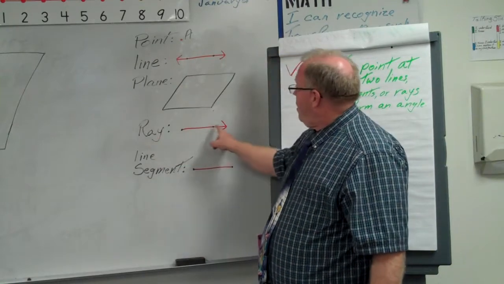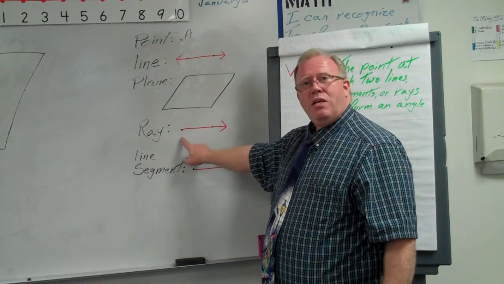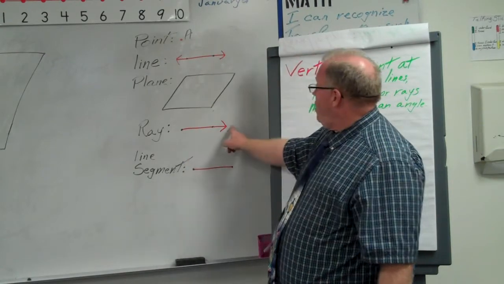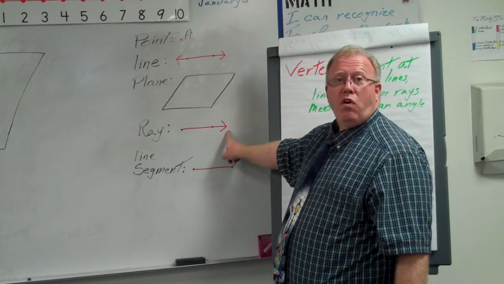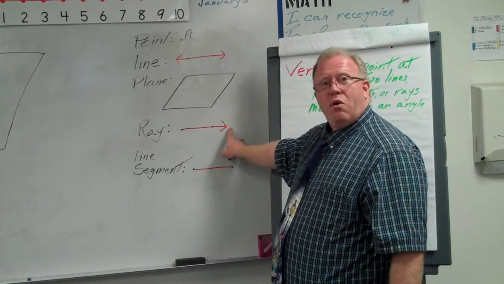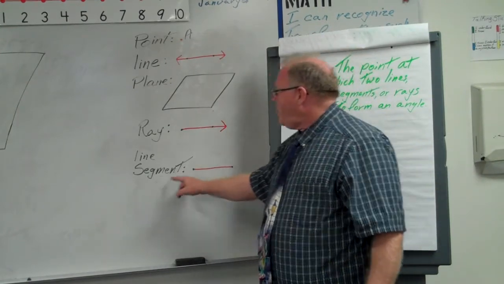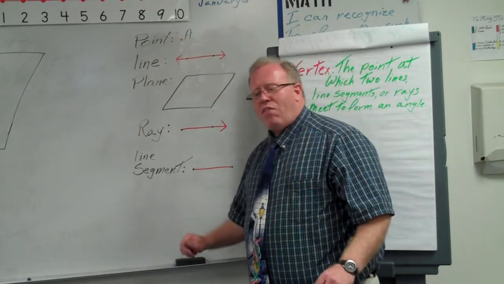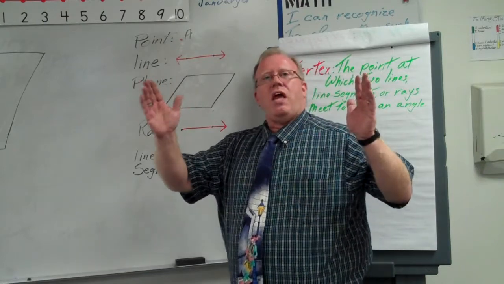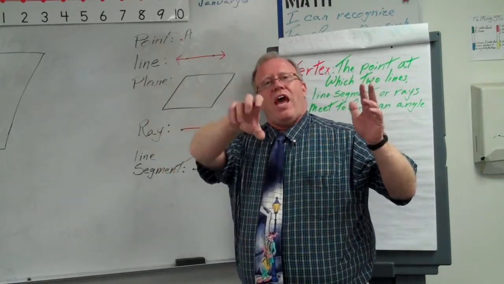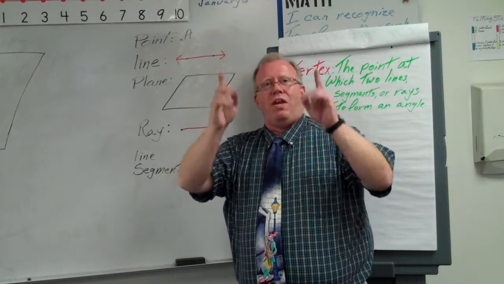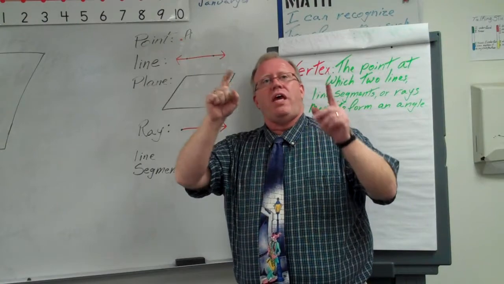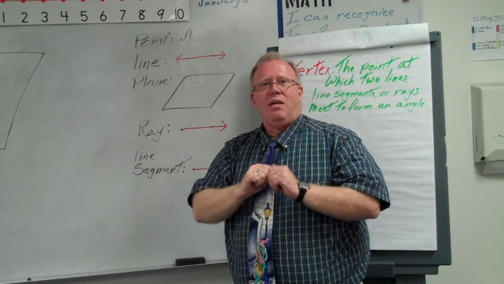A ray has one endpoint at the end, so I know that's not going to continue in that direction. But in the other direction, it's going to go on forever. Again, that's what that little arrow is telling me. And then a line segment. Line segment has an endpoint on each end of the line, and you can think of it like having a line, and you pulled that section right out of it. You've cut that line at those 2 points, and you've pulled that out. That's a line segment. Okay?